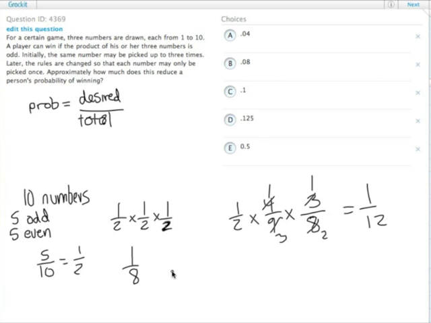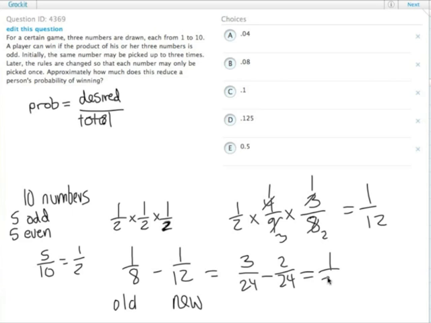And of course the question is asking, how much does this reduce your probability of winning? That will be the difference between the probability fraction under the old rules minus the probability fraction under the new rules. They don't have a common denominator, so we need to restate these fractions in, looks like 24ths are going to be the winning number. So this is 3/24 minus 2/24, which equals 1/24.